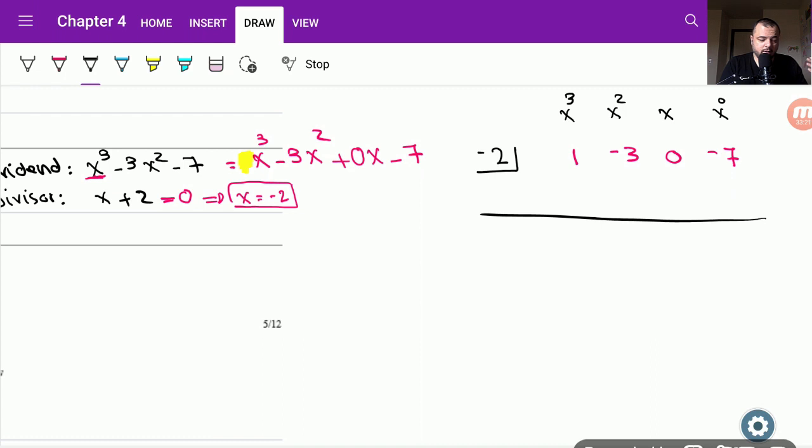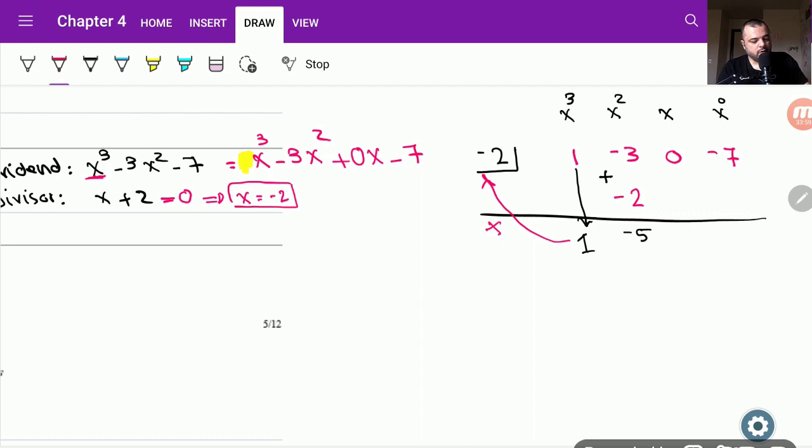Now we are going to start performing the synthetic division. First we set up the synthetic division, then we do it. We bring down the first number, which is 1. Then I'm going to multiply 1 times negative 2. What do I get? I get negative 2. I'm going to place it here. Then I'm going to add these two and put the answer down there. So I'm going to get negative 5.